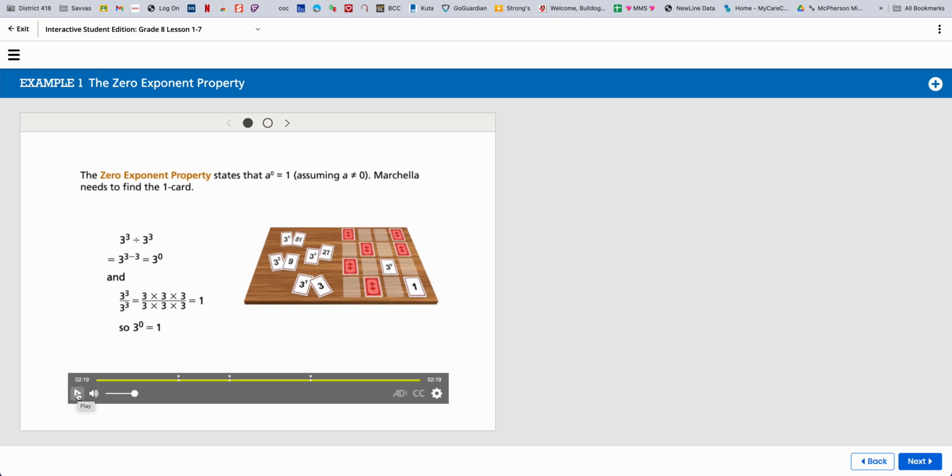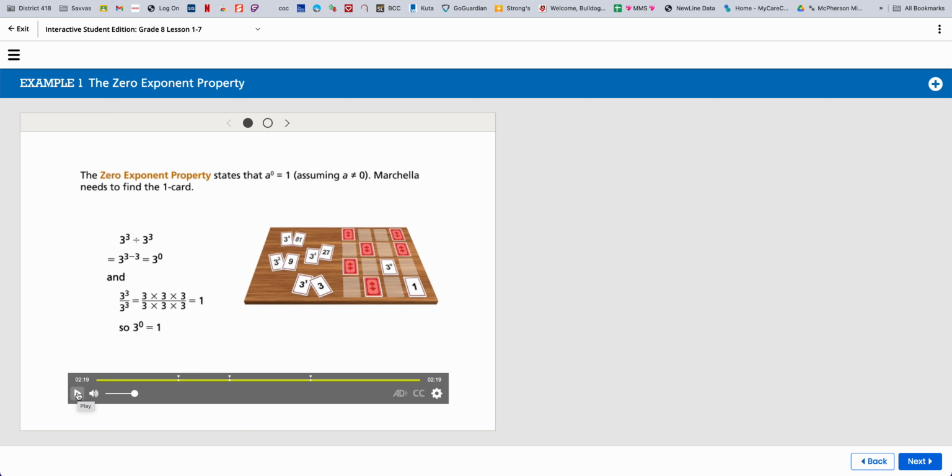Okay, so any number divided by itself is 1. So that's why it works for negative numbers. That's why negative 4 to the 7th power divided by negative 4 to the 7th power is also 1, because a negative divided by a negative is a positive. And so that would be negative 4 to the 0 power, which would be a positive 1. That's kind of weird, but that's the way it works. It's mathematically accurate.